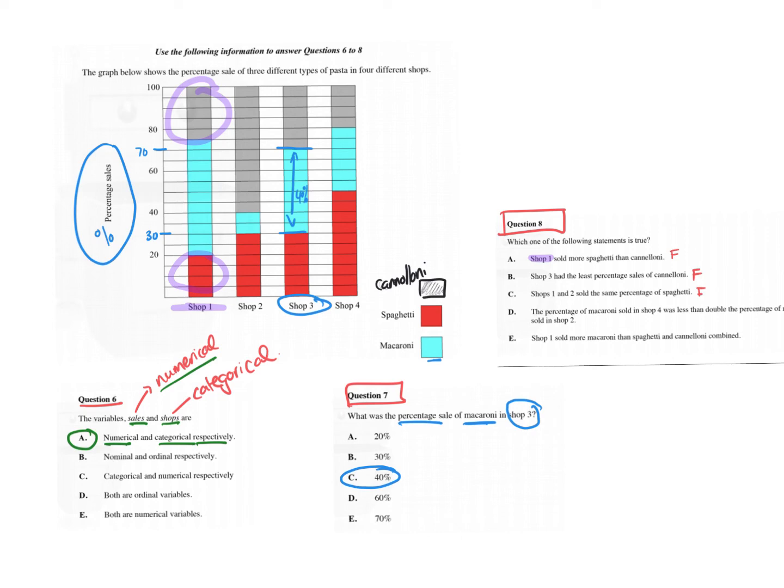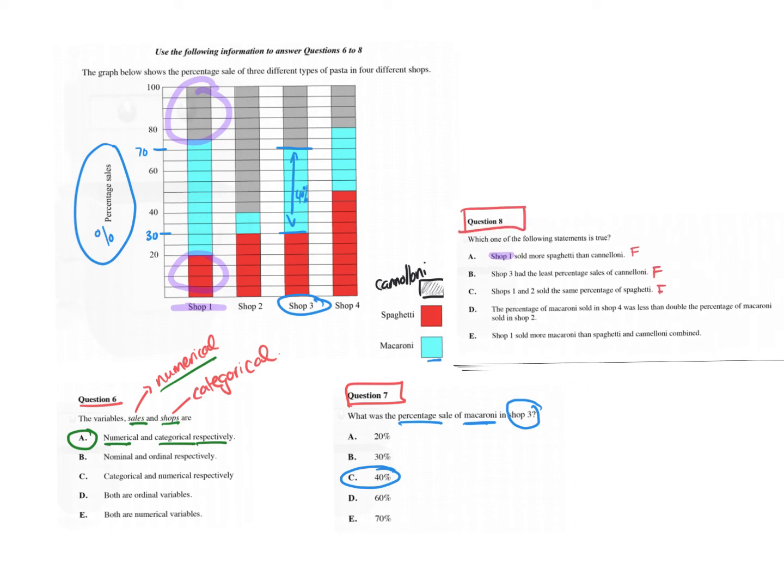The percentage of macaroni sold at shop 4 was less than double the percentage of macaroni at shop 2. So let's have a look at macaroni in shop 4. It's got 1, 2, 3, 4, 5, 6, and shop 2 has 1, 2. So they're saying shop 4 had less than double. That's not true, shop 4's got 3 times the amount. So that's still false. And hopefully this is a true statement.